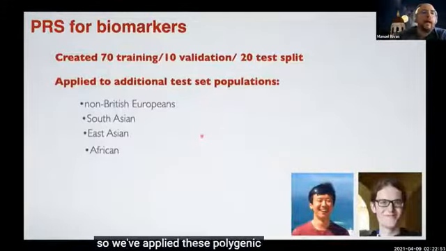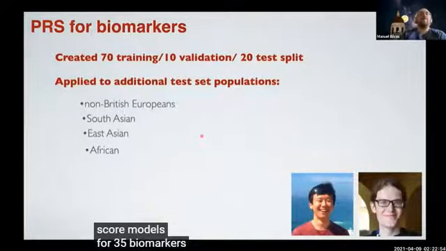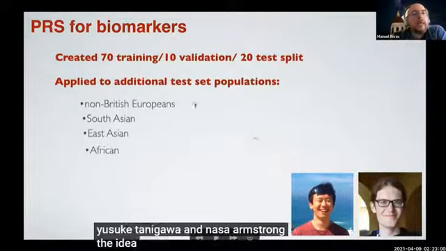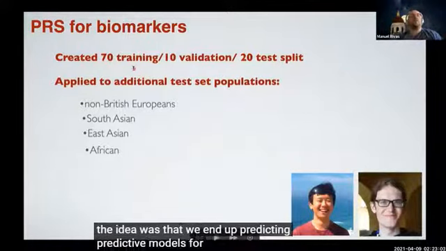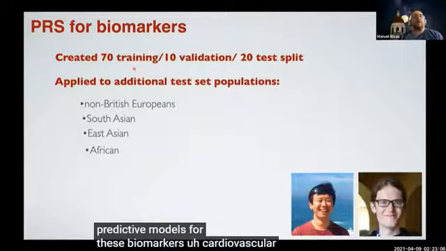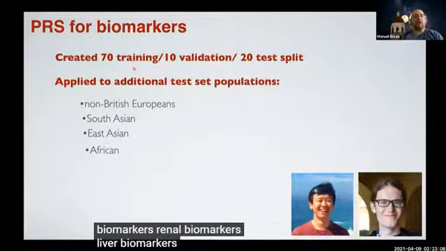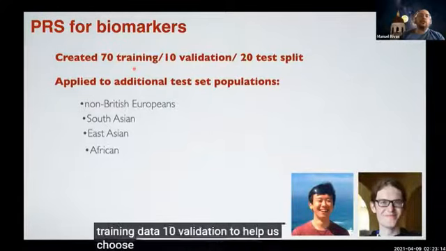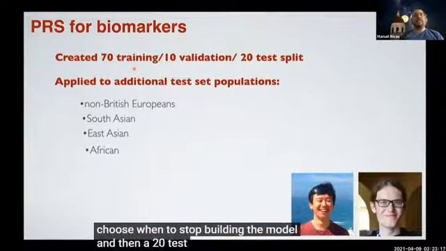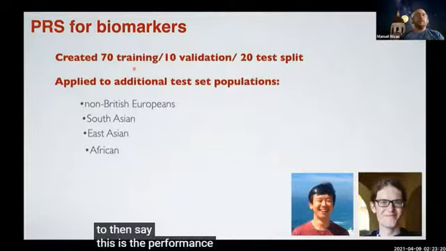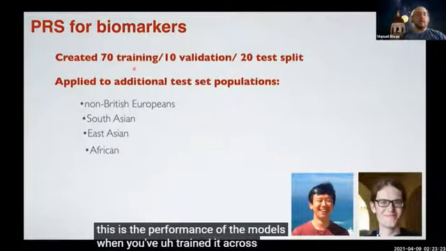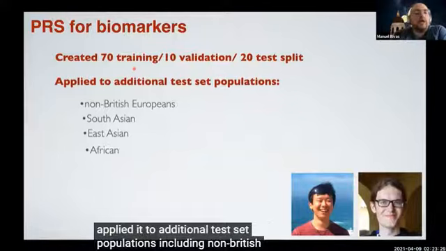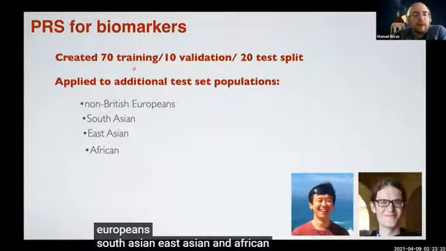So we've applied these polygenic risk score models for 35 biomarkers. This work was led by Yosuke Tanigawa and Nasa Sinnott-Armstrong. The idea was that we end up building predictive models for these biomarkers that are cardiovascular biomarkers, renal biomarkers, liver biomarkers. First, we created a 70% training data set, 10% validation to help us choose when to stop fitting the model, and then a 20% test split that allowed us to then say, this is the performance of the models when you've trained it across the UK Biobank. And similarly, we've applied it to additional test set populations, including non-British Europeans, South Asian, East Asian, and African populations.